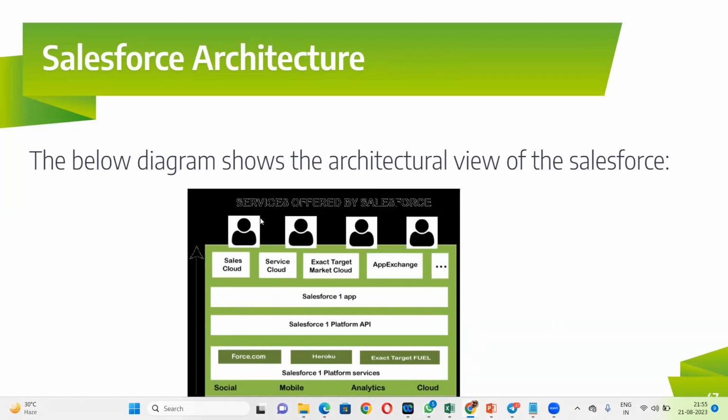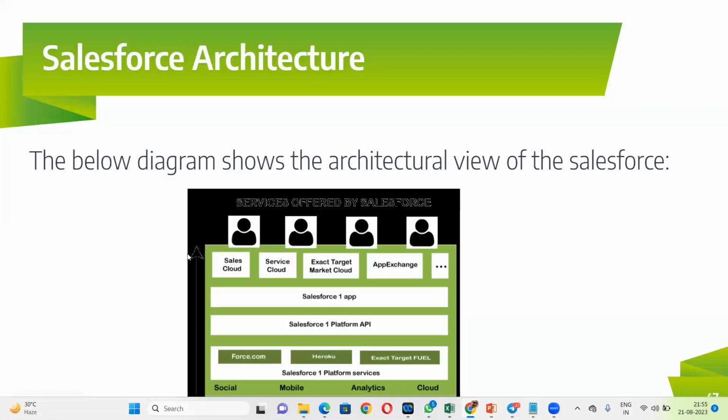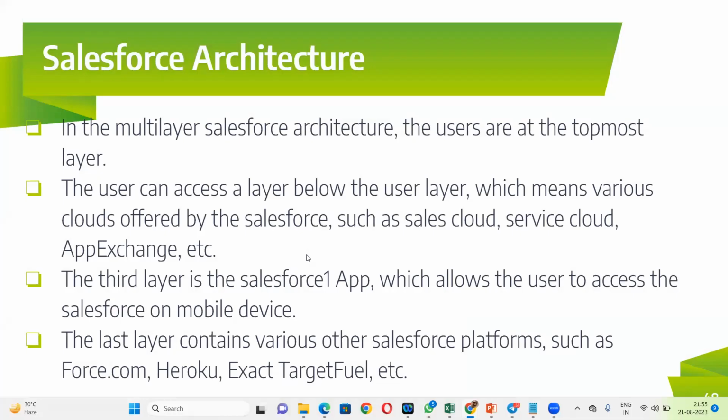On top of this, each and every user will be connected with the platform, with the cloud here. This is the architectural view of Salesforce. Got it? So it is a multi-layered architecture where users are at the top layer. And then the user can access any layer below the user layer, which means various clouds offered by Salesforce, such as Sales Cloud, Service Cloud, AppExchange, and so on.